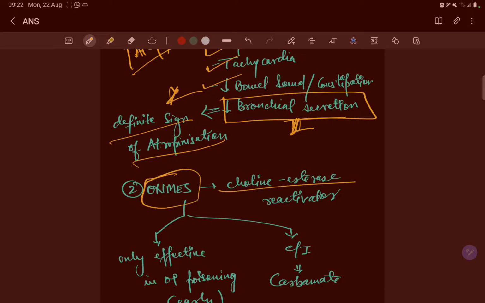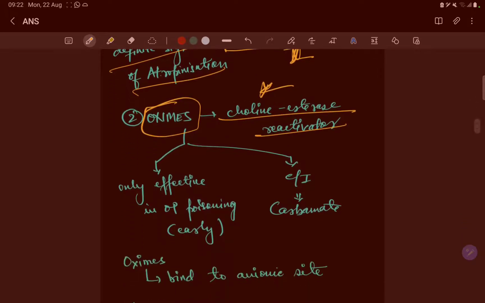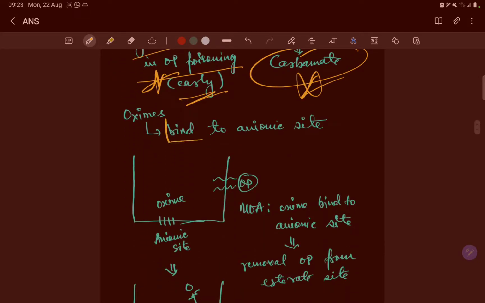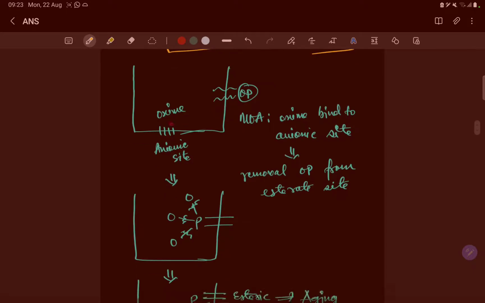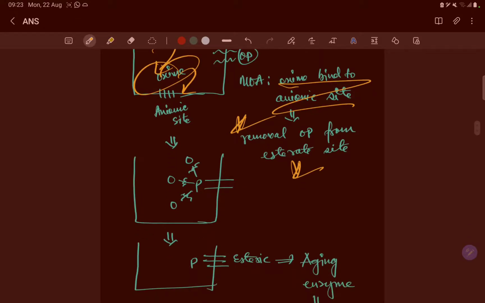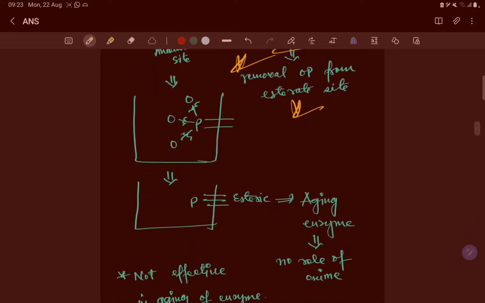Now oximes are the second line of treatment. They are cholinesterase reactivators. They are only effective in organophosphorus poisoning in the early phase, but are contraindicated in carbamate poisoning. Oximes bind to the anionic site, which leads to removal of the organophosphate from the esteric site.